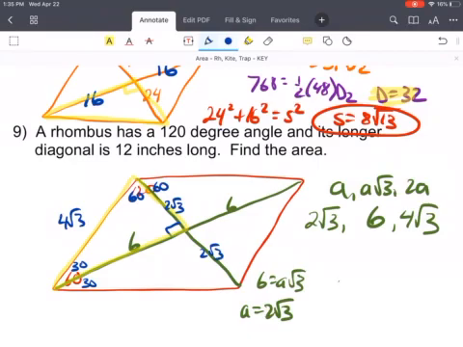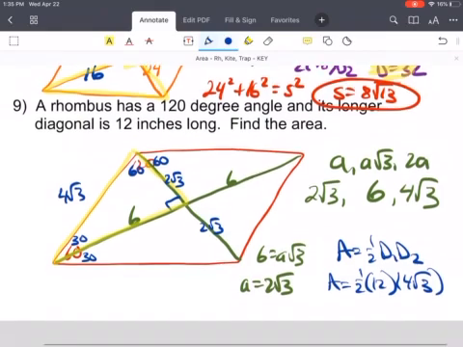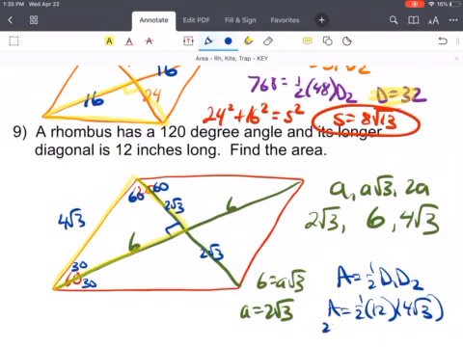So for my area formula, remembering that it's 1/2 of D1, D2, one diagonal is 12, and the other diagonal is 4 root 3. When I multiply that together, I get 24 root 3 units squared.